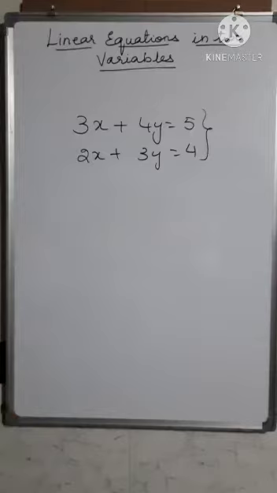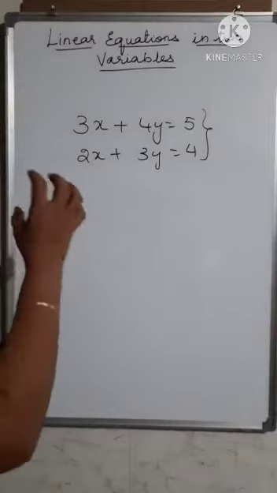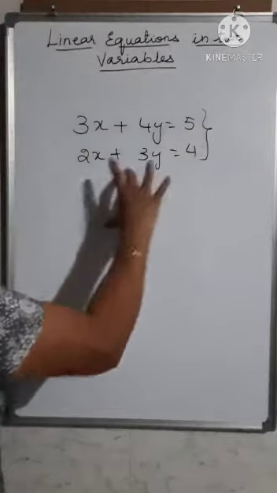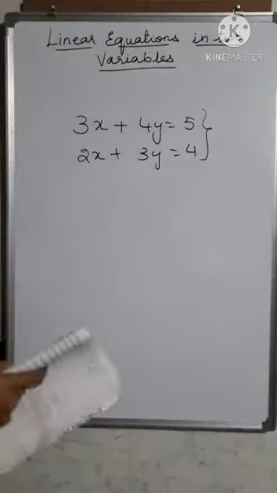That means you will be having a unique solution. So when you have got a unique solution for a pair of linear equations, then that pair of linear equations is called a simultaneous equation.